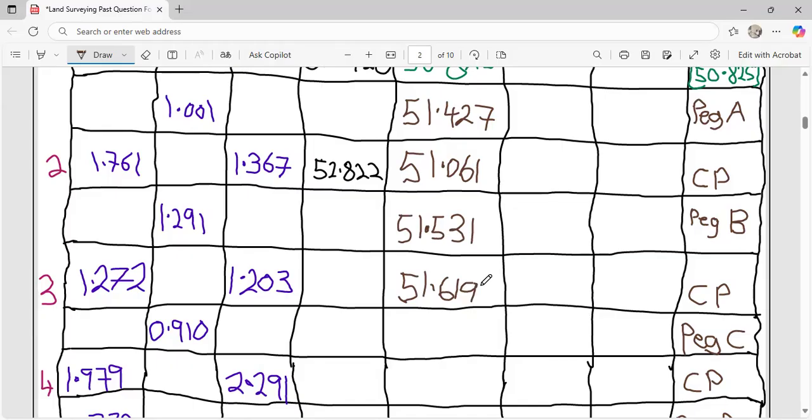Take note that addition is commutative. 5 plus 1 is the same as 1 plus 5. They'll all give you the same answer. So we can now write that over here, and that is going to become 52.891.